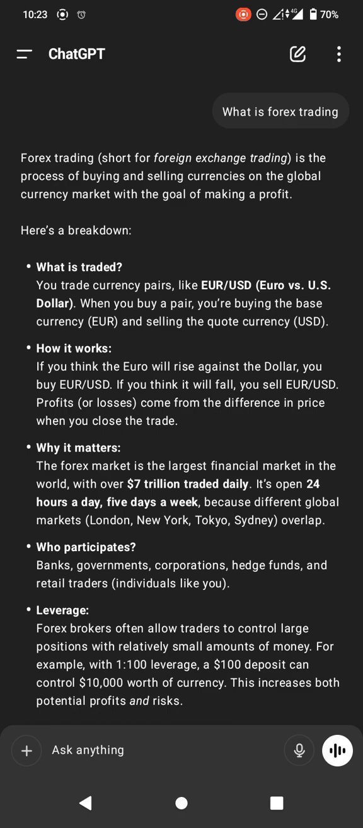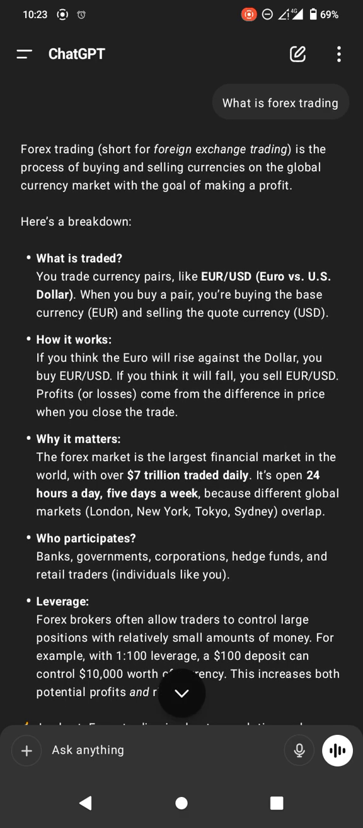Forex trading, in short, means foreign exchange. It is the process of buying and selling currencies on the global currency market with the goal of making profit. I repeat, Forex trading is the process of buying and selling currencies on the global currency market with the goal of making profit. That's the goal. So we buy and sell currencies with the goal of making profit.